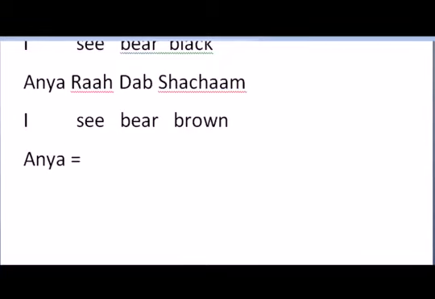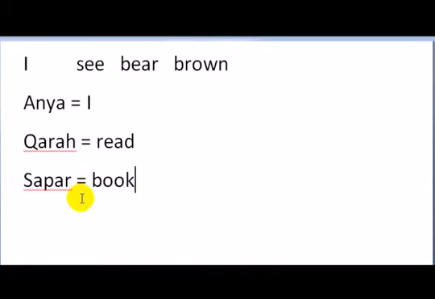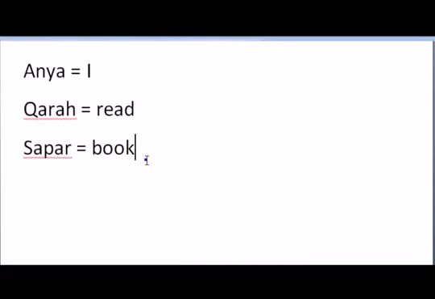Anya, which is I. Quara, which is read. Sapar, which is book, and Qadash, which is holy. Let me just bring it all down to the next page, so I could keep it all together.